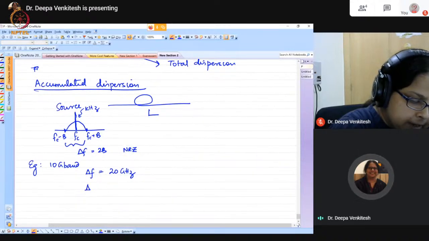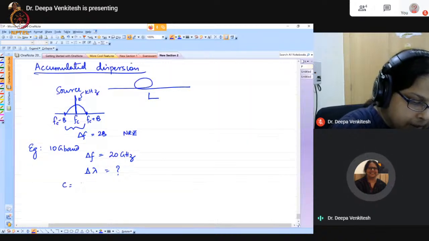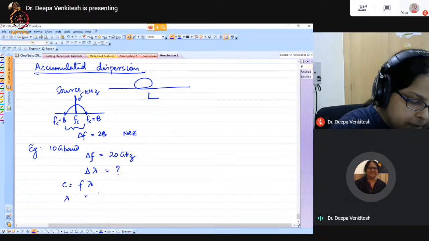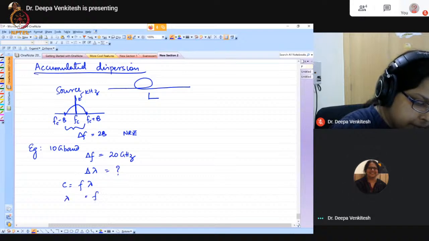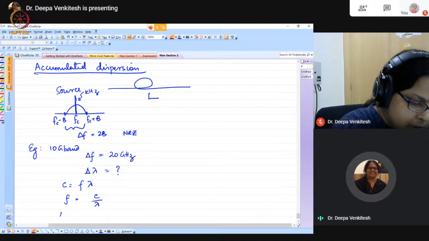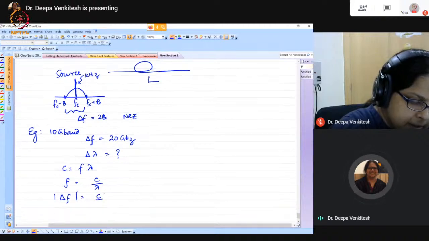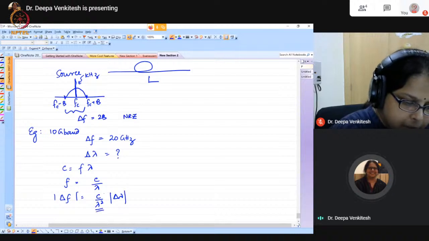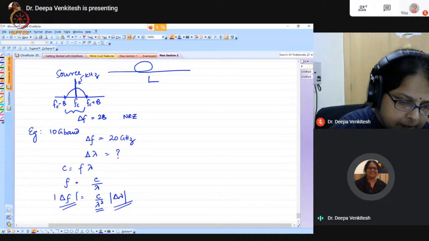And the corresponding delta lambda I can calculate. How do I calculate? I start with C is equal to F lambda. So F is equal to C by lambda. So delta F is equal to, we have done this multiple times, C by lambda square delta lambda. You can substitute lambda as 1550 nanometer, the center wavelength. Delta F is 20 gigahertz. You can calculate delta lambda.